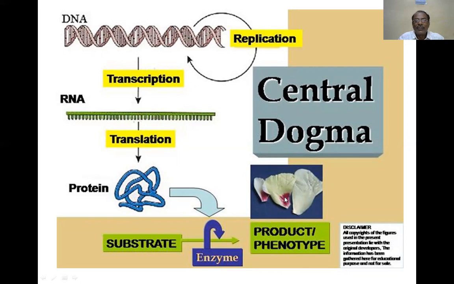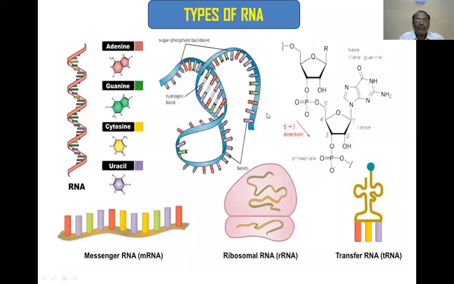Say, for example, you see a plain flower and a red and white flower. This is because the substrate is converted to a product, and that is what produces the phenotype. And this is the central dogma. So now, adenine, guanine, cytosine, and uracil: in the RNA, instead of thymine, you will have uracil. And there are three types of RNAs known, which play a critical role in the production of proteins.